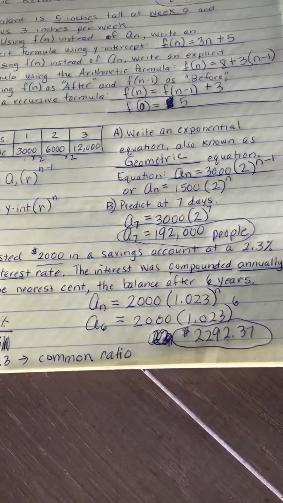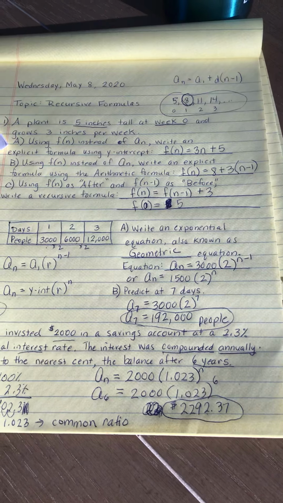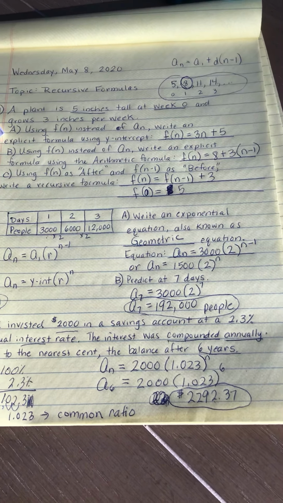All right, and that's how you do a compound interest. All right, do your homework. You're not getting classwork, you're working off your homework. These are examples to help you with homework tonight.